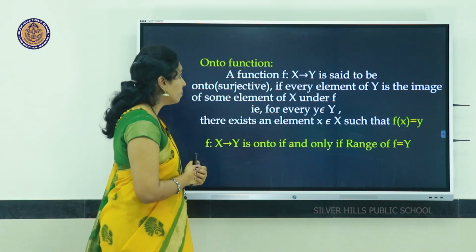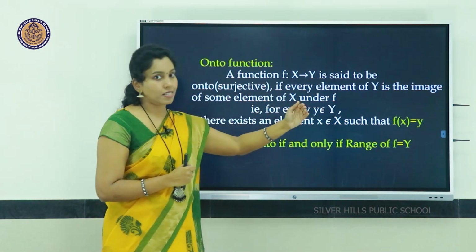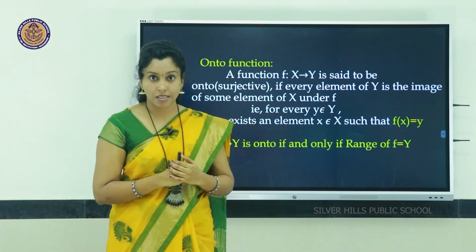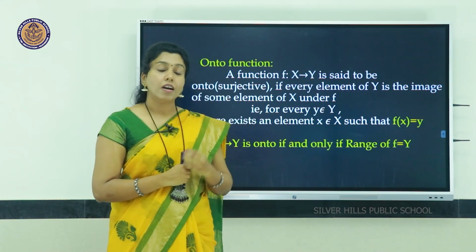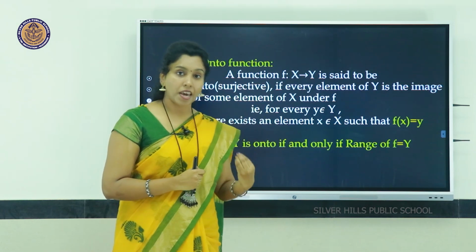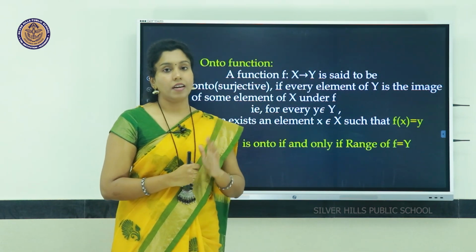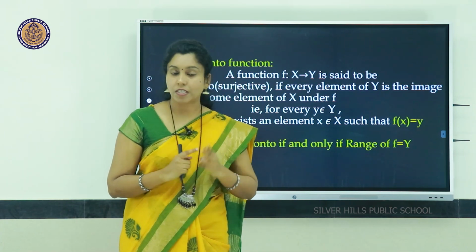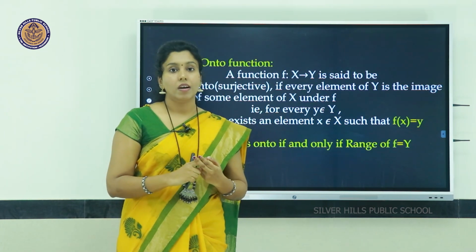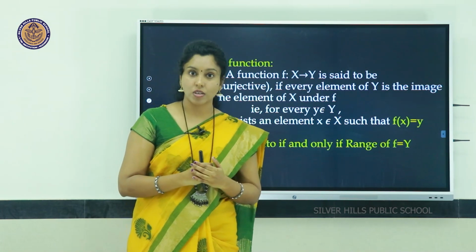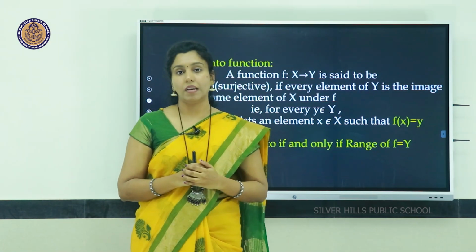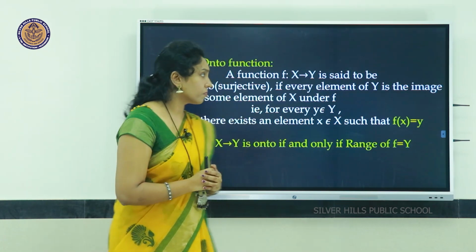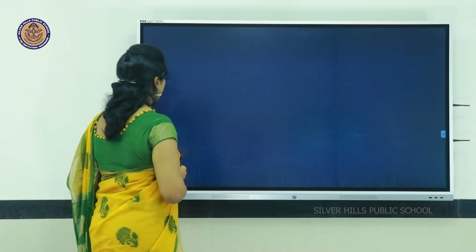So, once again, for every element in the second set, if you can find an x in the first set such that the y is the image of x, then I can conclude the function is onto. One more way of saying is, if the range of the function is equal to the codomain, then also we can conclude the function is onto. I will just give you one example.